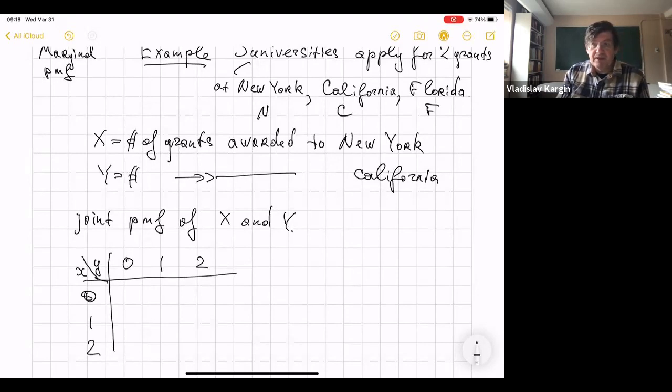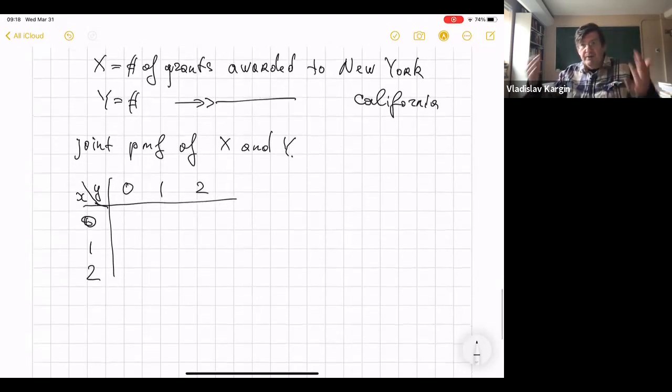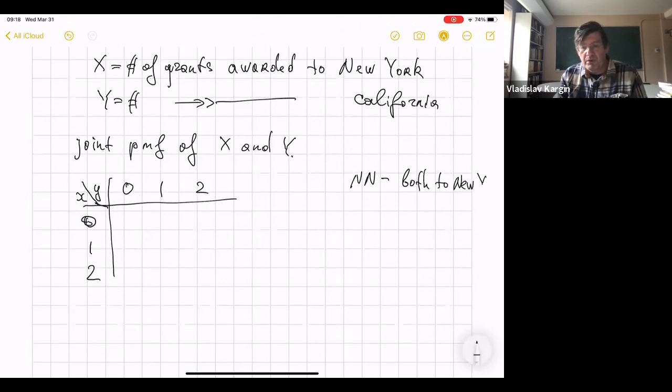Nothing difficult here. It's just listing all the possible outcomes, and they are all equally probable. So NN means that both grants are awarded to New York. Then what other possibilities? NC means that the first grant is awarded to New York and the other grant is awarded to California. And NF, and so on. It's easy to list them here.